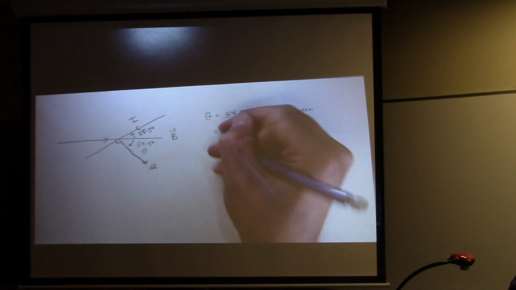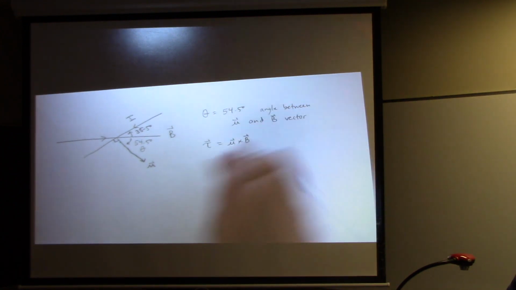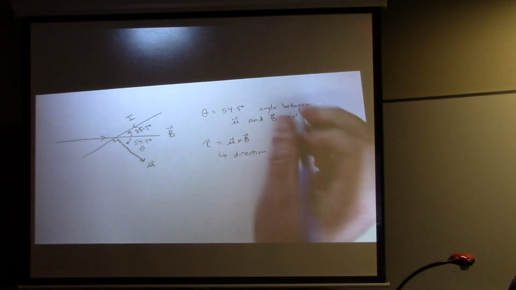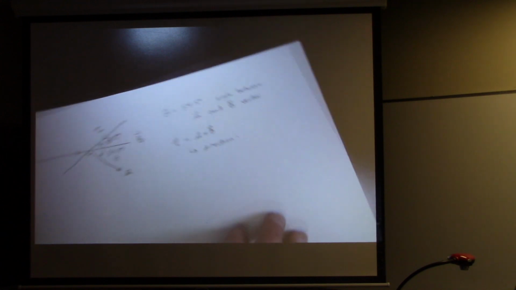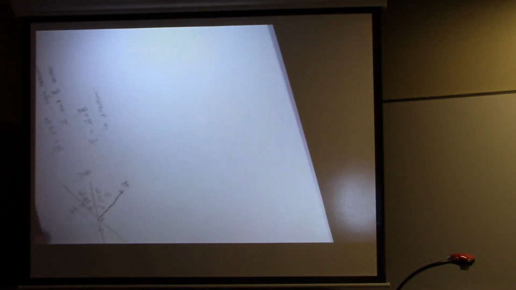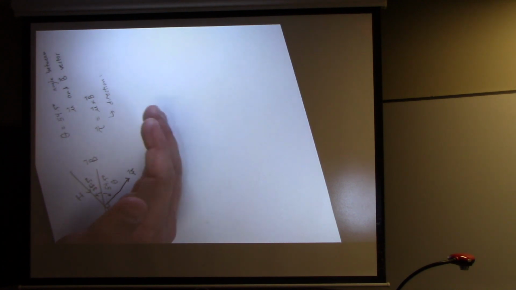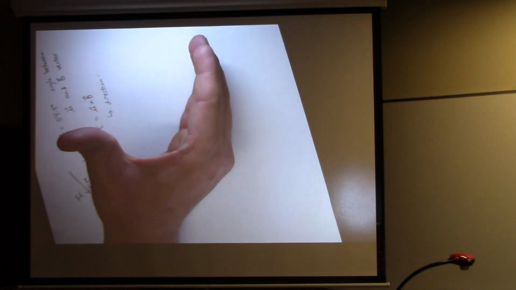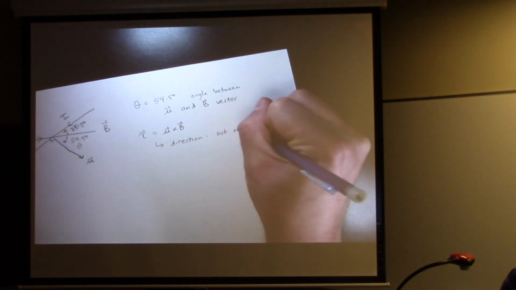Okay, so if I want the torque, what is it equal to? Mu cross B. And if we look at the direction of the torque, I have to do another cross product. Okay, so you guys ready? The right hand rule says I take the fingers of my right hand in the direction of mu, curl them in the direction of B. Now what's my thumb doing? It's pointing out of the page. So the direction is out of the page.